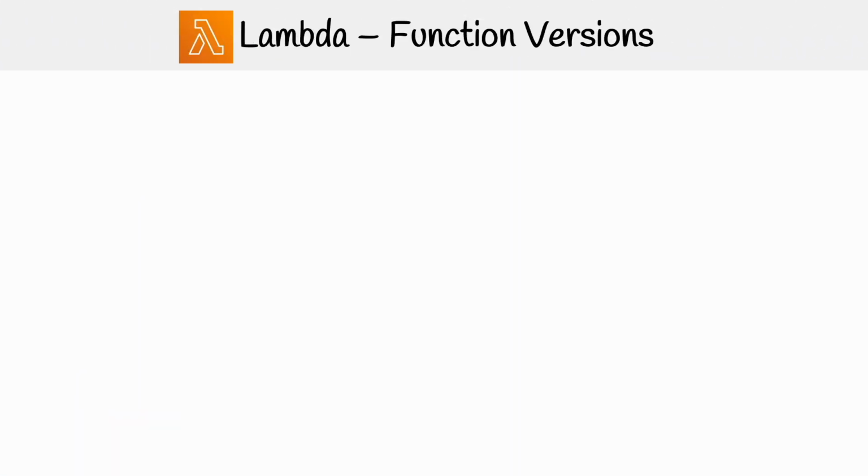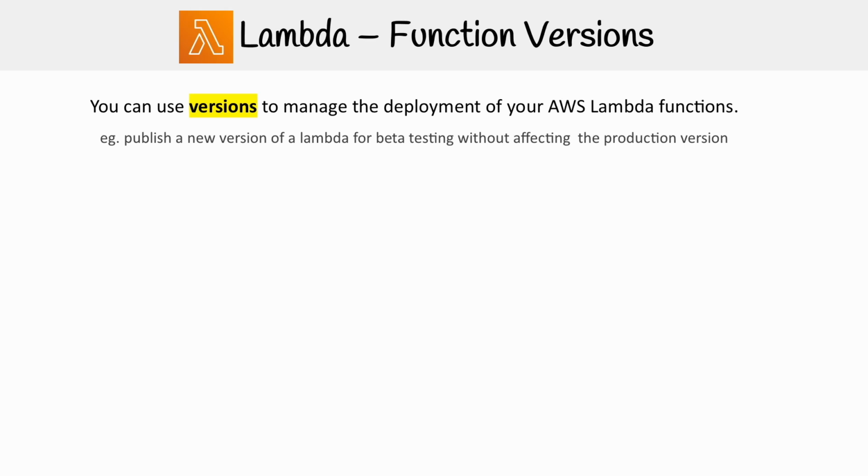So Lambda has something called function versions, and the idea is to allow you to apply versioning to your Lambdas. So imagine you needed to deploy a new version of your Lambda just for beta testing, and you didn't want to affect your production version. You could use versioning for that. Or let's say you wanted to roll back to a previous version, so you had a history of all the changes you made over time. That is another use case for versioning.